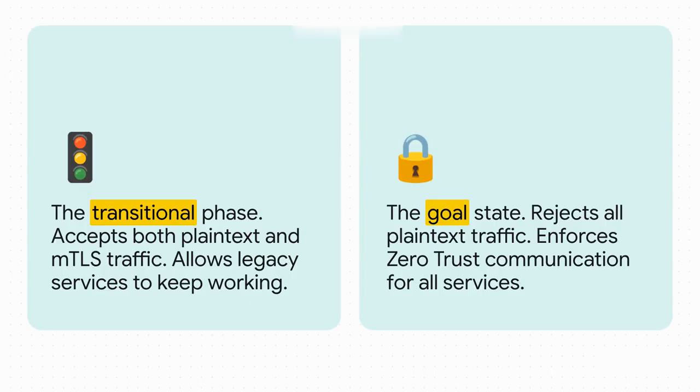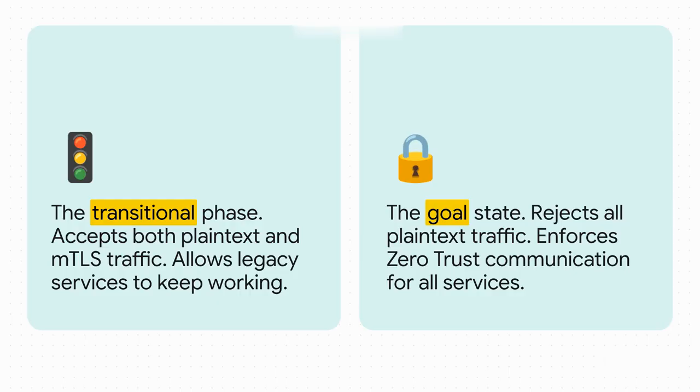Istio has two mTLS modes. First, there's permissive mode. Think of this as your transitional phase. It's like a really chill bouncer at a club. It'll accept both encrypted mTLS traffic and old-school plain text traffic. It lets everyone in. This is our safety net. It allows those legacy services to keep working while we migrate.